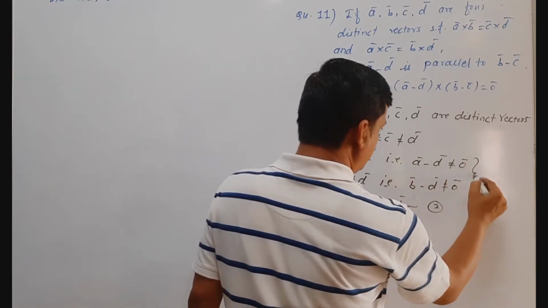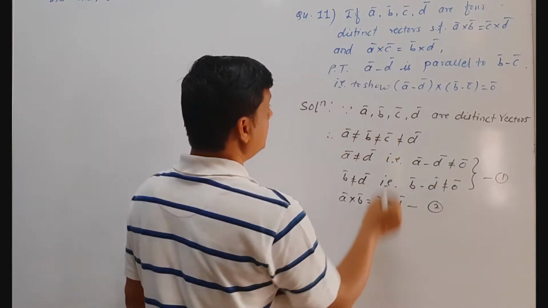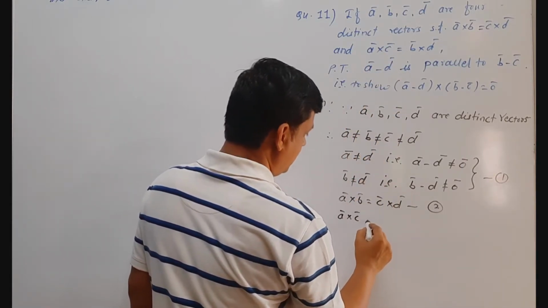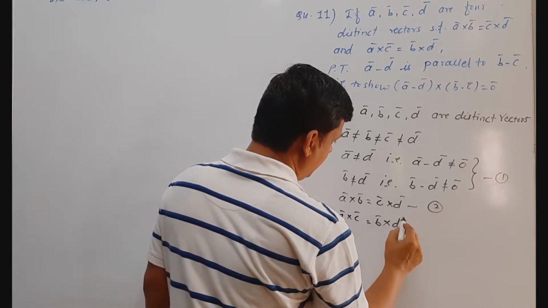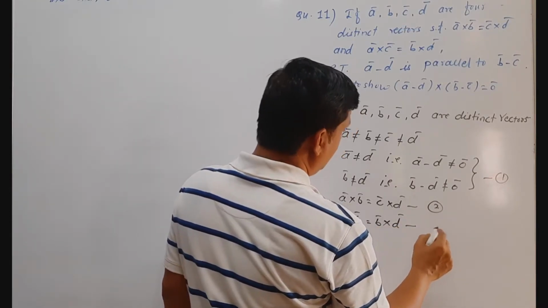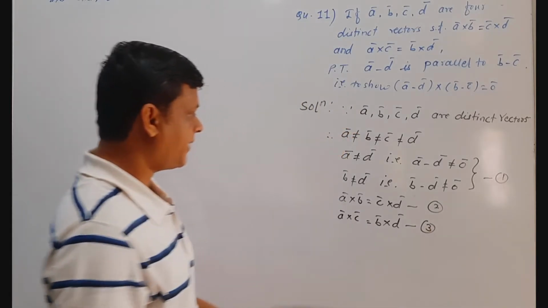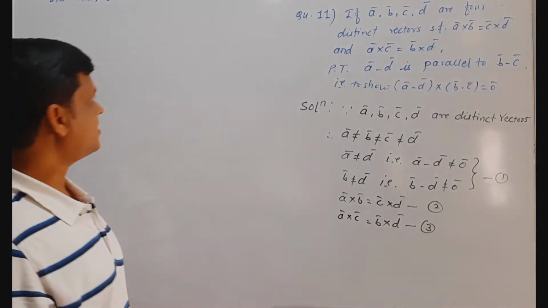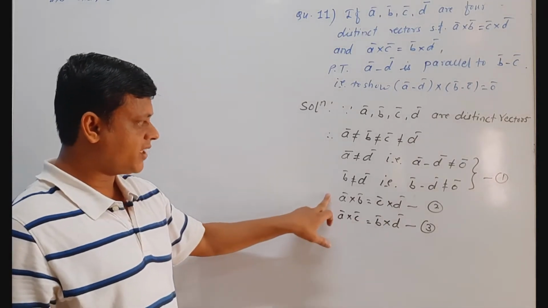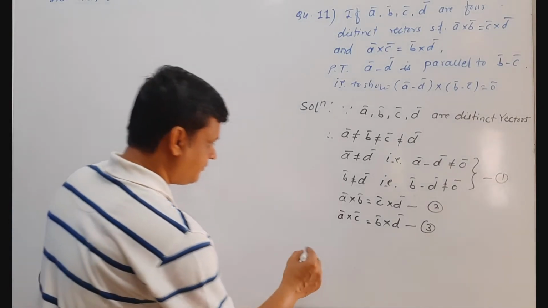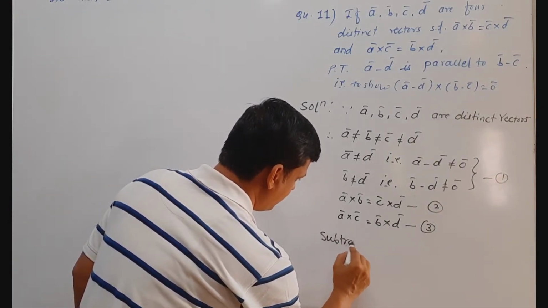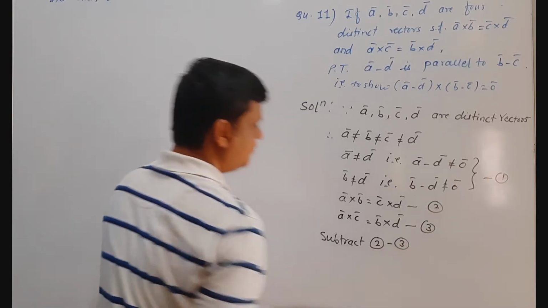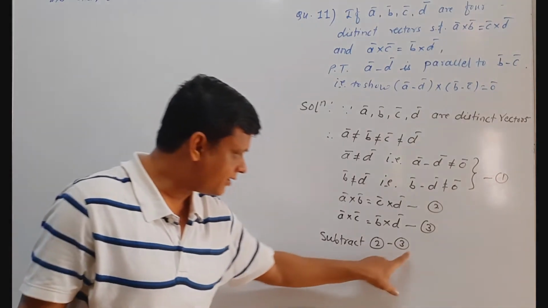This condition we write as equation number 1, and a bar cross c bar equals b bar cross d bar as equation number 3. Now we subtract equation 3 from equation 2.